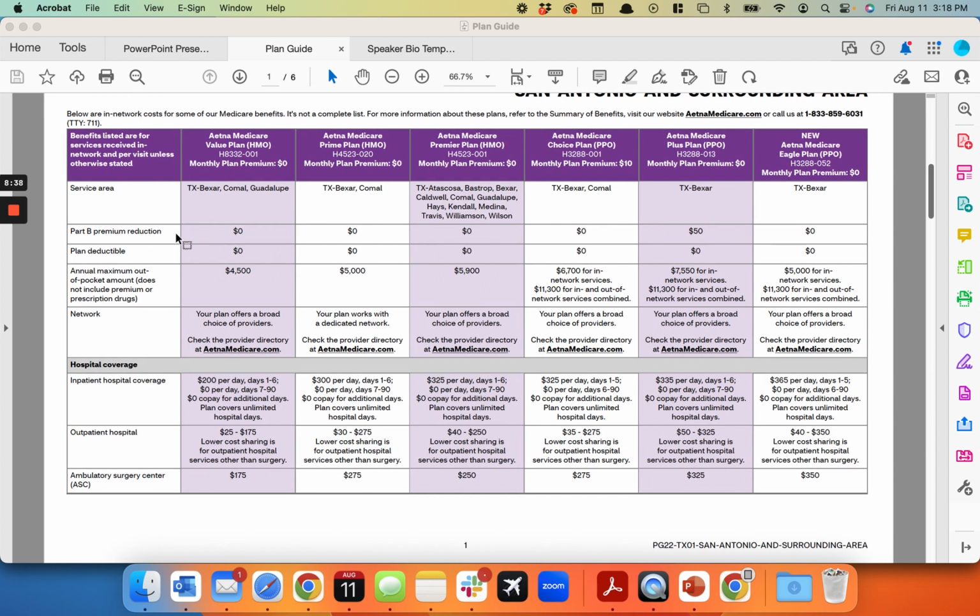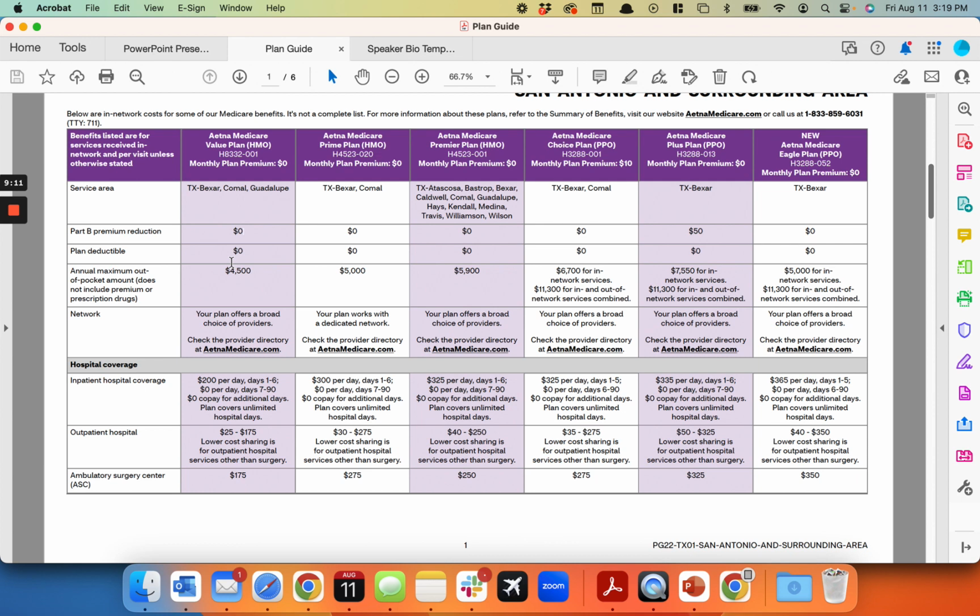But I would be going over the summary of benefits for, let's go over the Aetna Medicare Value Plan. As you guys saw, Aetna does have some HMO plans here. They actually have 3 in the market, and then they also have 3 PPO plans available for us. If you look here, it's a $0 monthly plan premium, as it says on page 8. The service areas are Bexar, Comal, and Guadalupe. So if you live in one of these counties and have Medicare Part A and Part B, this is something that is available for you.